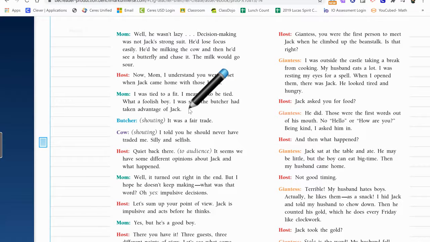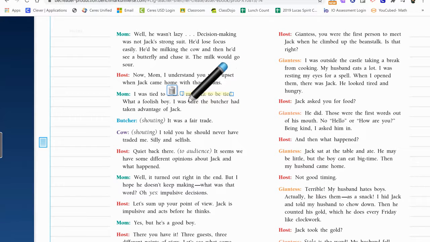Okay, I'm going to stop right here because I see an idiom. I see a sentence that cannot be taken literally. And that's right here where it says, I mean, I was fit to be tied. When I read that, I thought about a rope and the mom being tied. But I know that's not what she meant. When she says, I was tied to a fit, I mean, fit to be tied, I know she's expressing how angry she was when Jack came home with beans instead of money. So I know this is an idiom because these words cannot be taken literally.